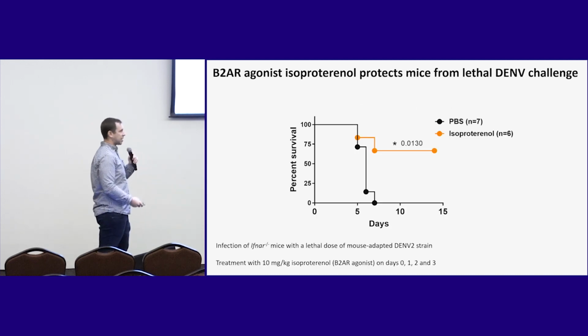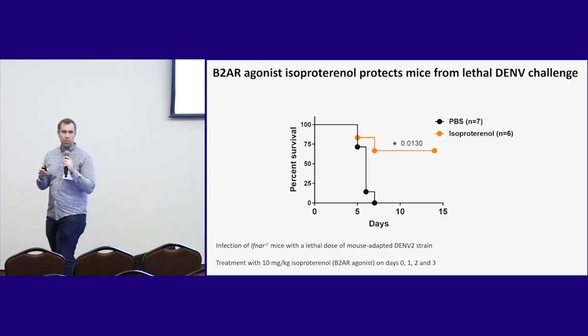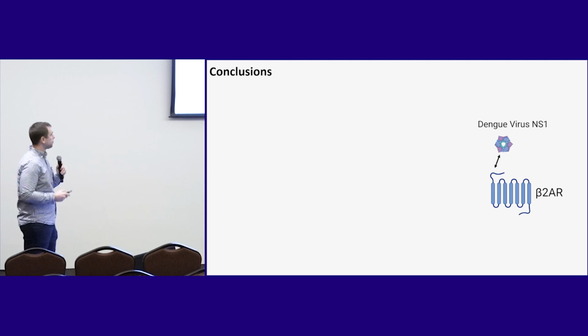What's more is isoproterenol also protects mice from lethal dengue challenge. When we give these mice D220 with isoproterenol, we can find a significant amount of protection, suggesting that blocking this B2AR pathway is important for pathogenesis.